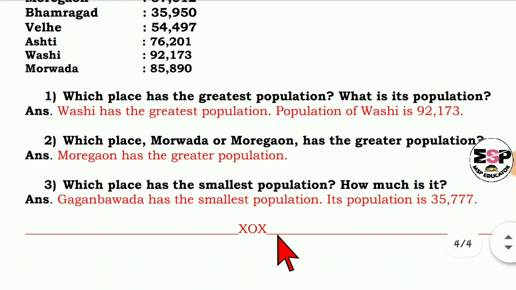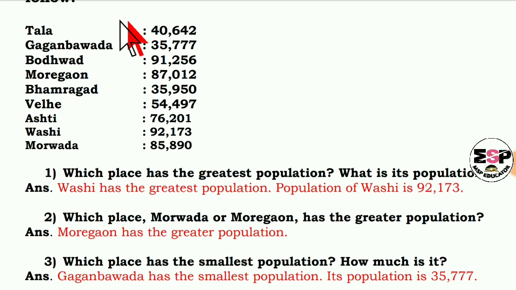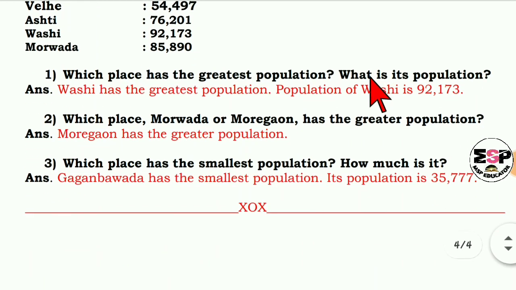Understood? Now see the last question. Which place has the smallest population? How much is it? Okay. So see, from this information, कौन सी प्लेस का सबसे कम पॉपुलेशन है? So this one, Gagan Bawada. Okay, its population is 35,777. It is your answer. So right here, Gagan Bawada has the smallest population. Its population is 35,777. Like this answers you are going to write. Okay, everyone understood this?